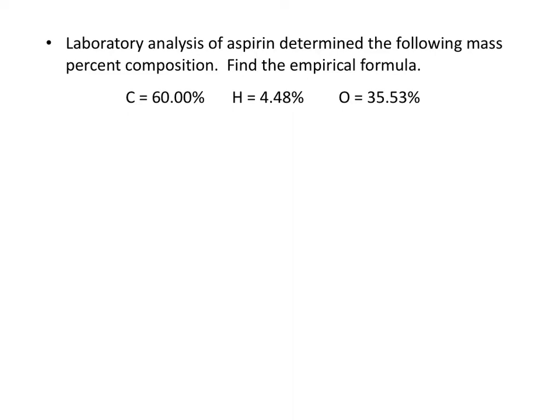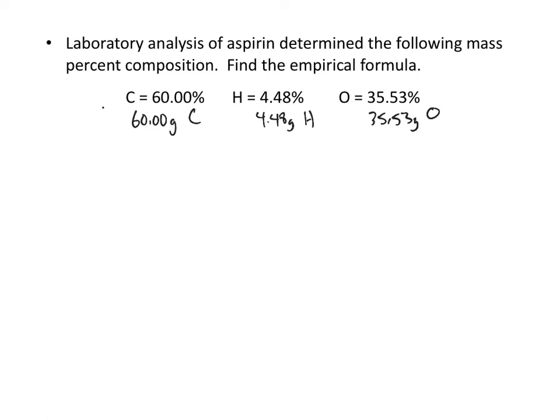An empirical formula tells us the ratio of each atom in the compound, but it also tells us the ratio of the moles of each element in the compound. So if I can find the ratios of the moles, I'll have the formula. And I know that I can go from mass to moles using the molar mass of each element. So if out of 100 grams total, I have 60 grams of carbon, 4.48 grams of hydrogen, and 35.53 grams of oxygen.